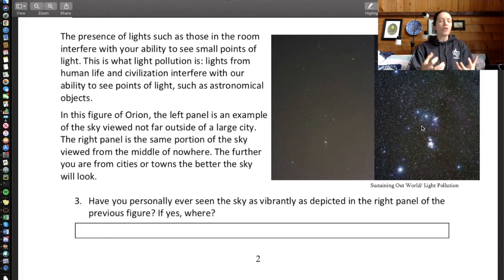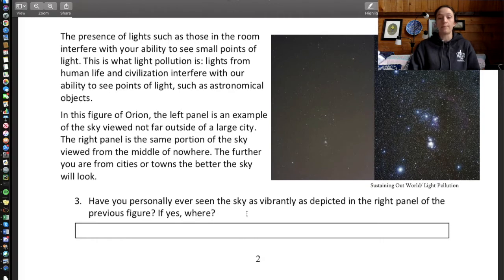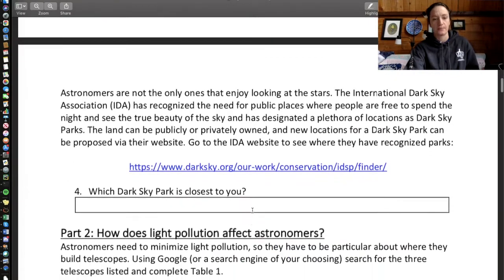You would see all these different stars. And if you were far enough away, you could even see the band of the Milky Way. So, we're just asking, have you ever seen this before? If you have, where were you? For me, I was at camp in California, which is where I grew up, years and years ago.